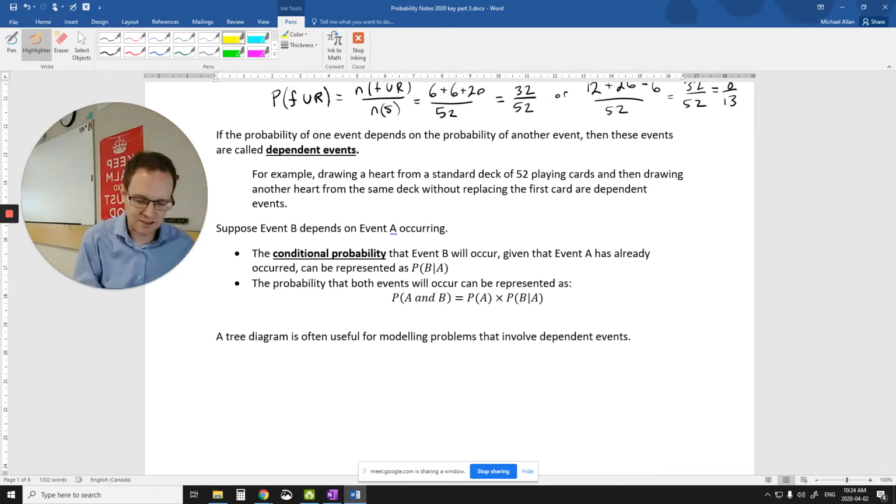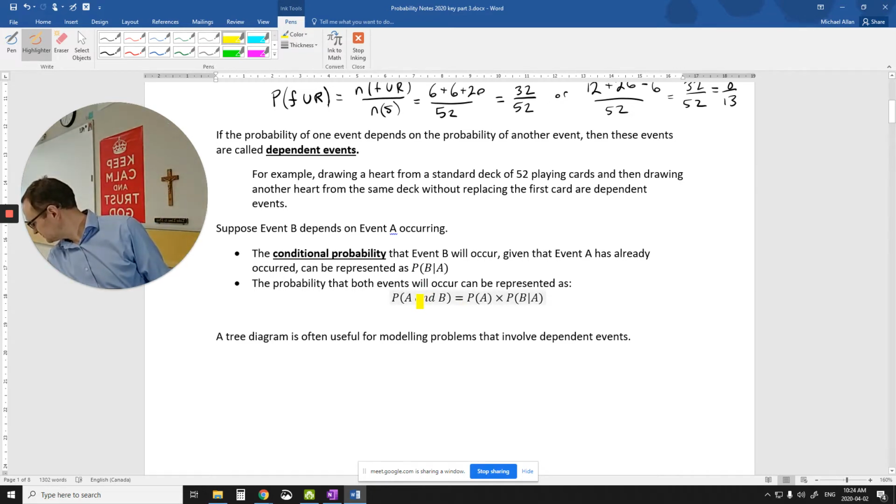It's just, I'll have to get that to you. And this formula, I believe, is on the formula sheet too. Yeah, it is. This one down here is also on the formula sheet.